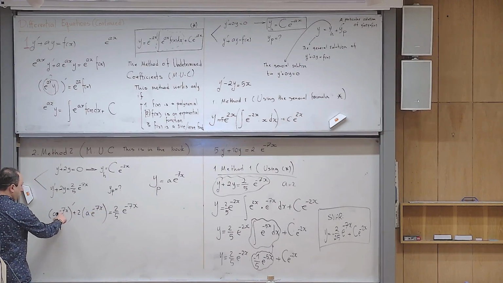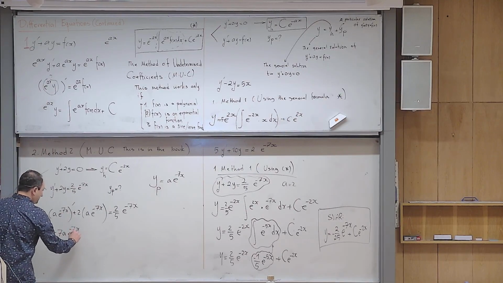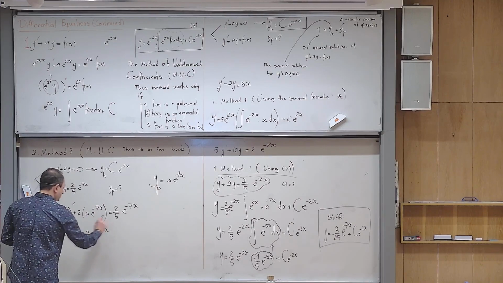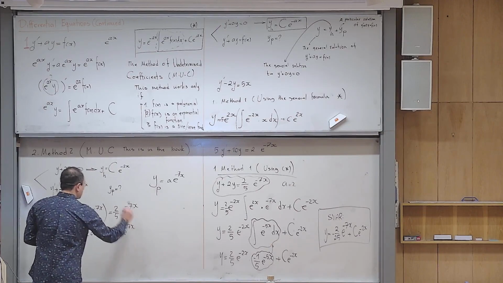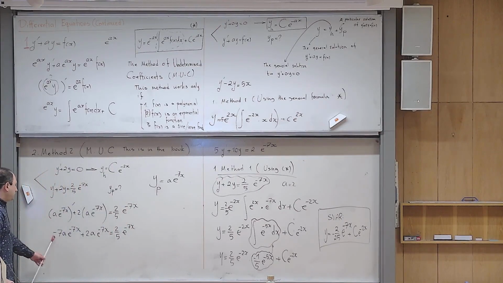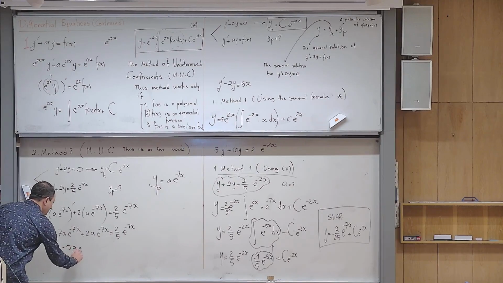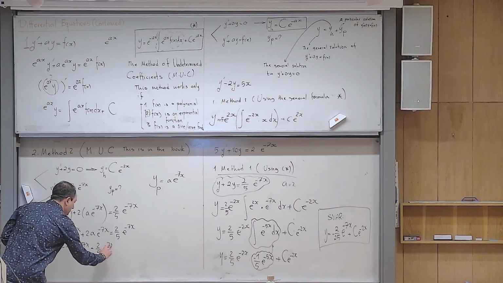So what happens here? Minus 7 goes down, and the function repeats itself. Here, 2 times a e to the power of minus 7x. And on the right-hand side, I have 2/5 e to the power of minus 7x. And now if you see, I can combine them into one term. It's minus 5a e to the power of minus 7x. And on the right, I have 2/5 e to the power of minus 7x.